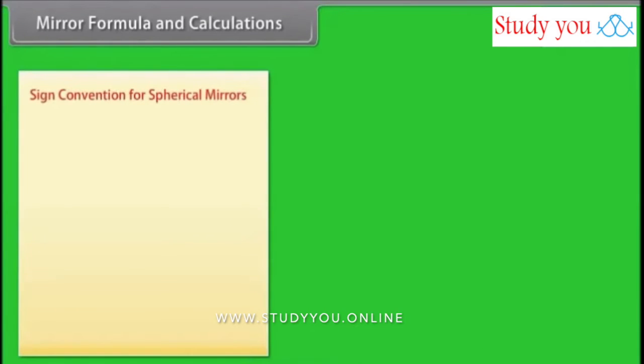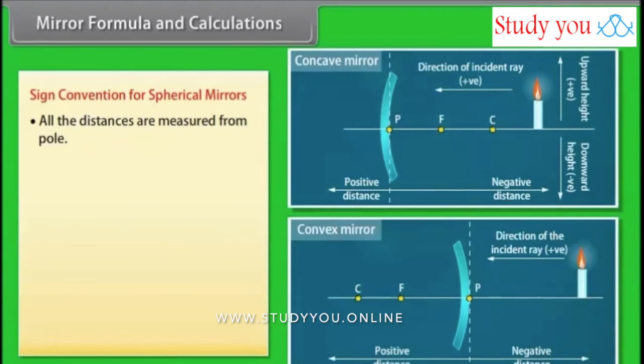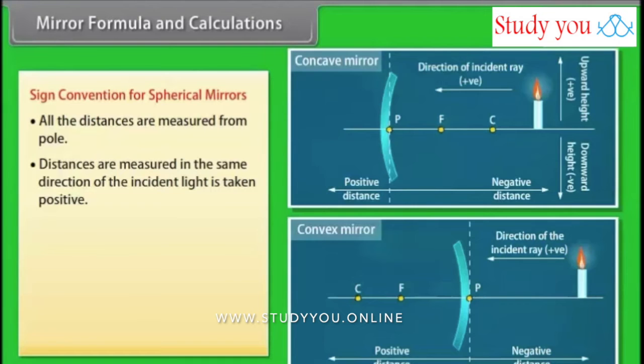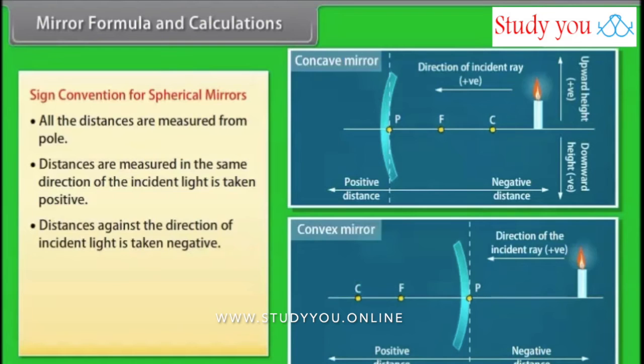Sign convention for spherical mirrors. All the distances are measured from the pole. Distances measured in the same direction as the incident light are taken positive. Distances against the direction of incident light are taken negative.